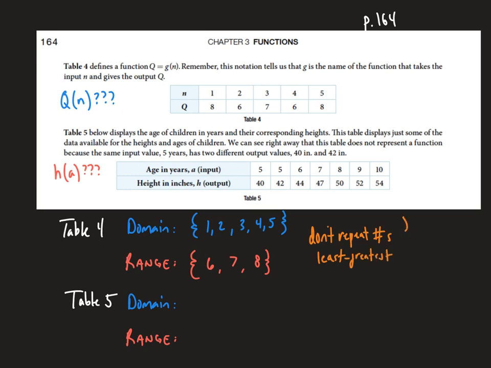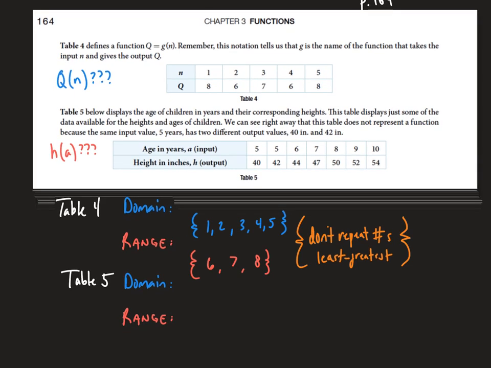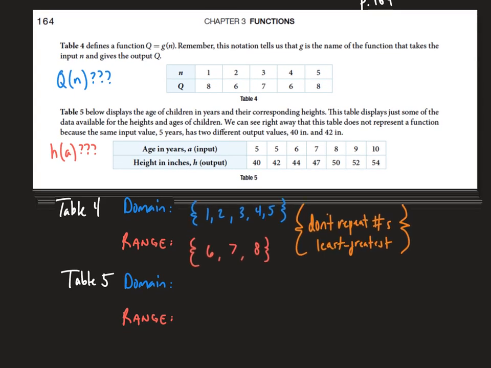And we use curly braces around when we're writing discrete domains and ranges. And we'll talk about ones that are continuous later in a different section. So if I was going to write the domain and range of table 5 here, for the domain, I want to look at the inputs, so the set of all the inputs. Notice that there's 2 5s, so I'm only going to write that once, and everything else is unique. So the domain here would be 5, 6, 7, 8, 9, 10.